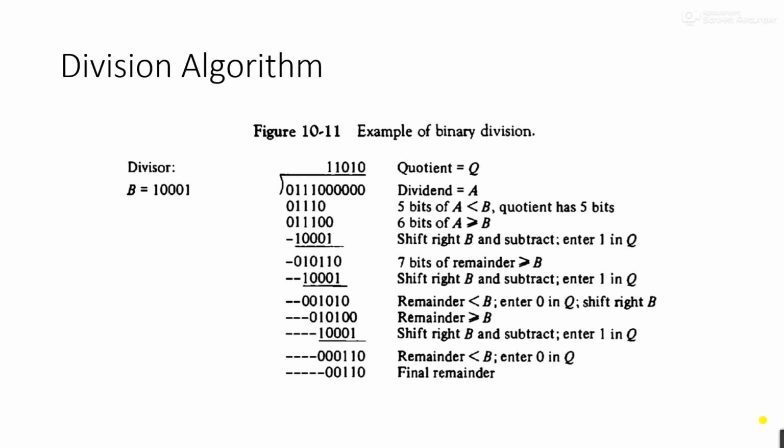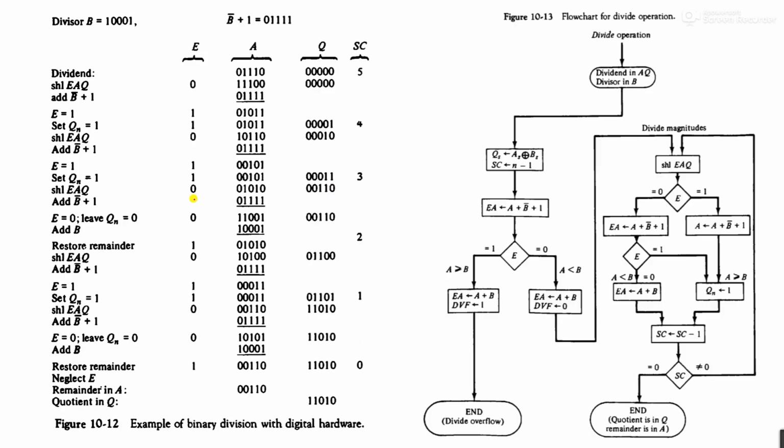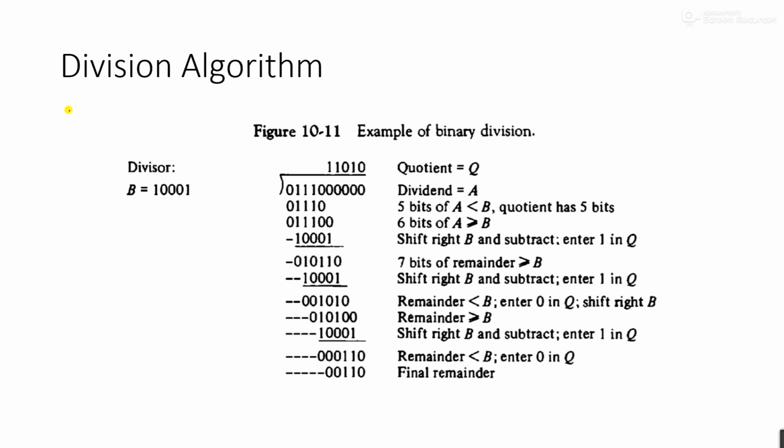So we have two things, one is my dividend and another is my divisor, and my quotient is in the Q register. Here I am using an example of division. We have one divisor, which is 10001, and my dividend, which is 01110, in A. In my other register Q, I just append 000 to the right, so that no problem happens in my division.